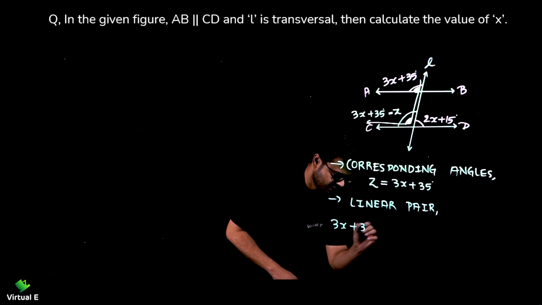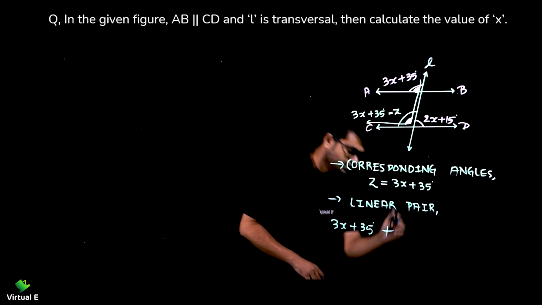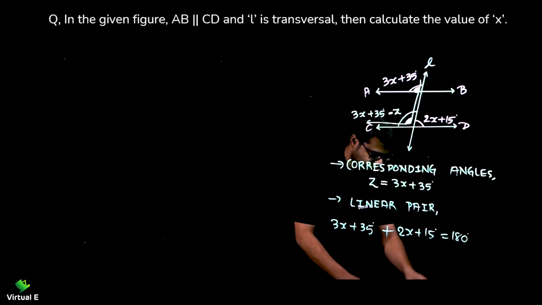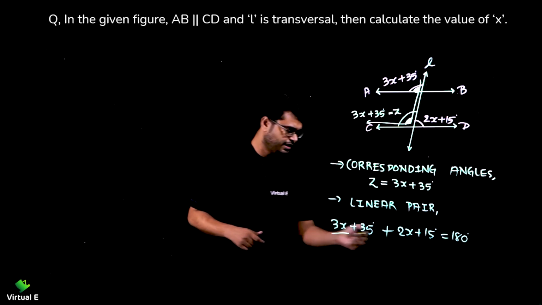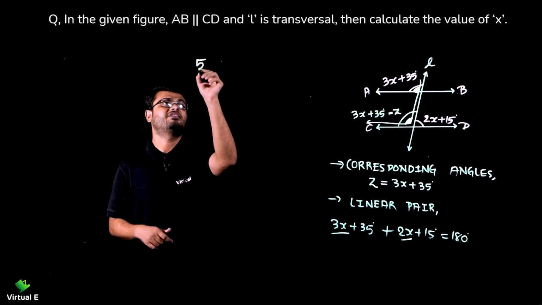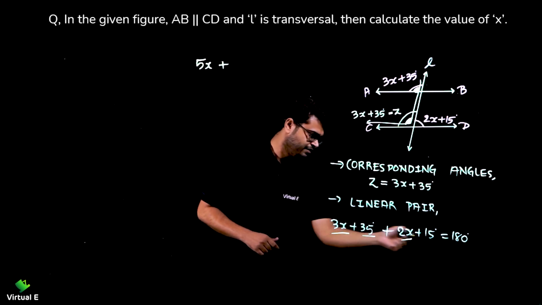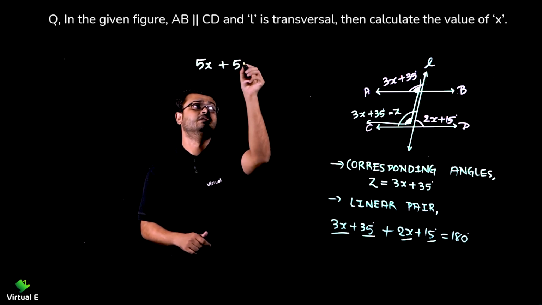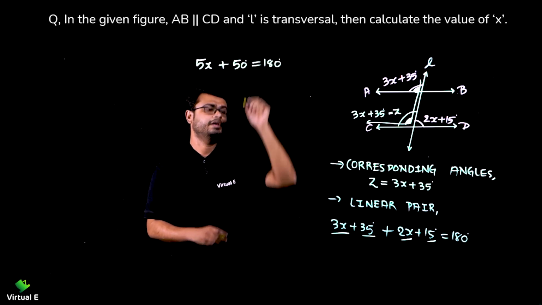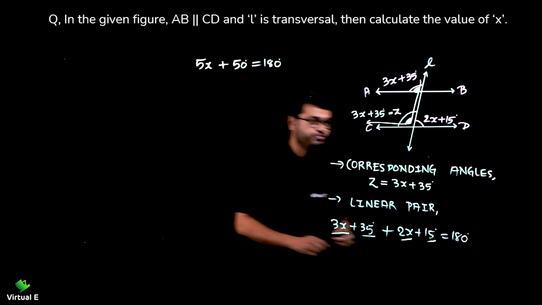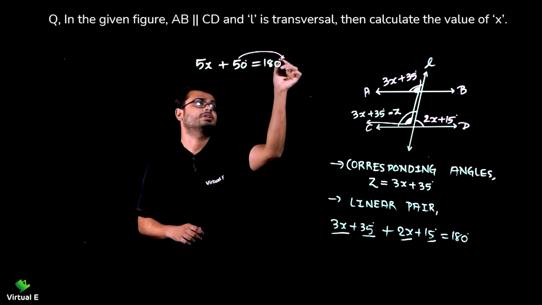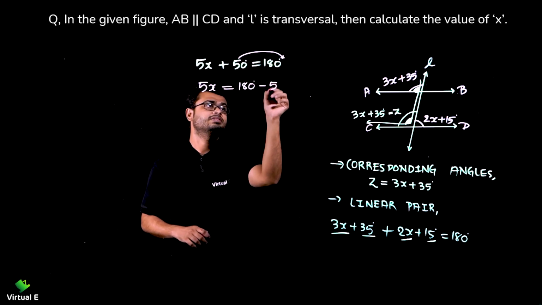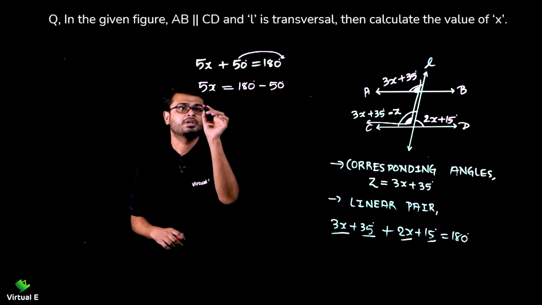3x plus 35 plus this 2x plus 15 is equal to 180. Then 3x and 2x will make 5x, plus 35 and 15, so that's 40 and 10, 50. 5x plus 50 is equal to 180. So let's move further. Let's shift 50 over that side. Linear equation in one variable. 5x is equal to 180 minus 50, because it is positive over here.